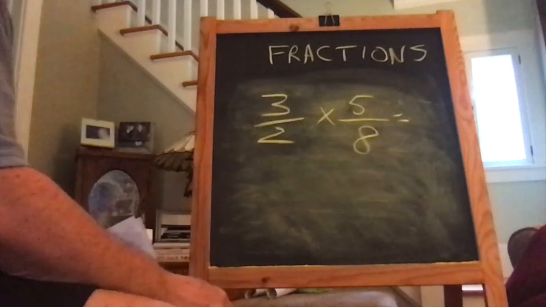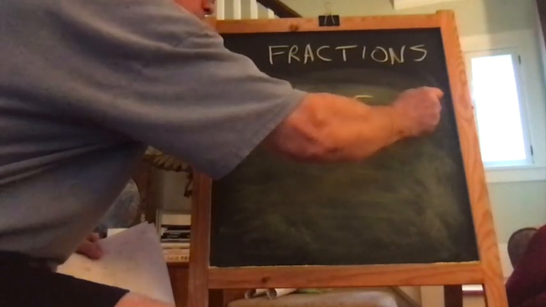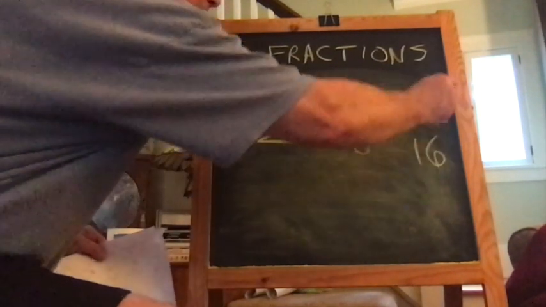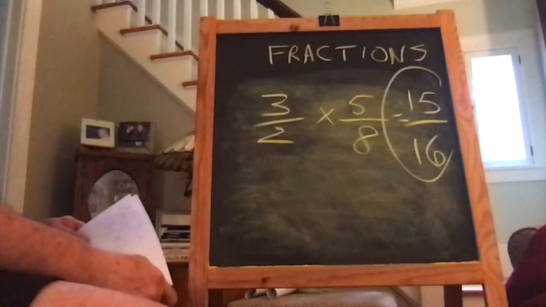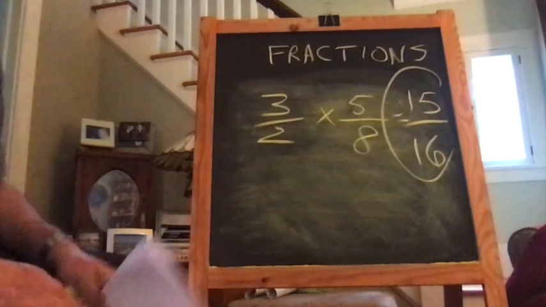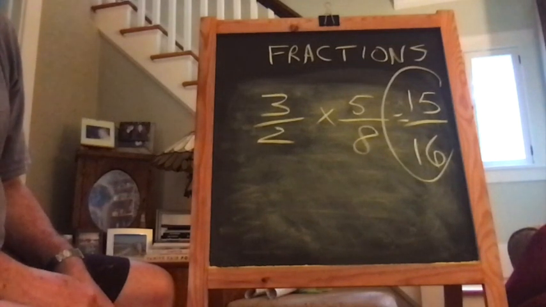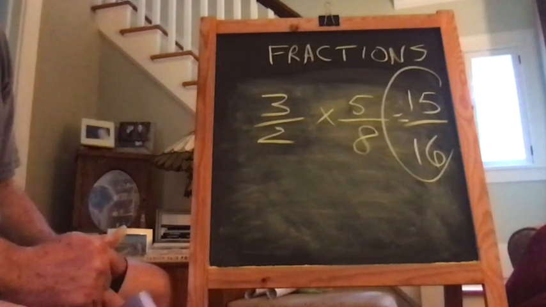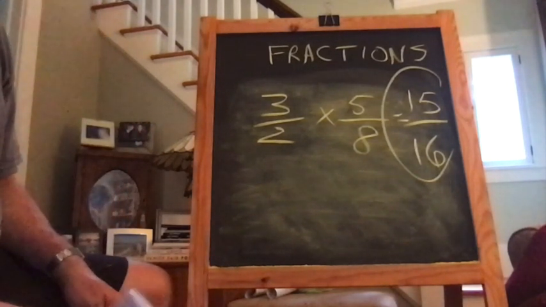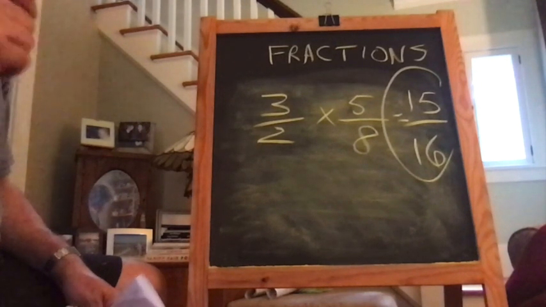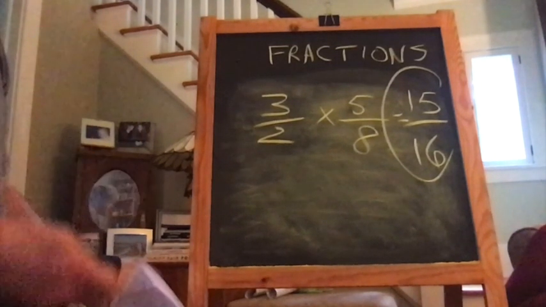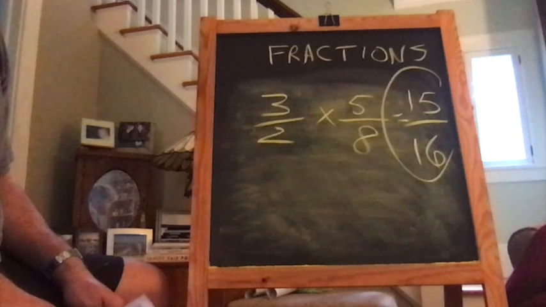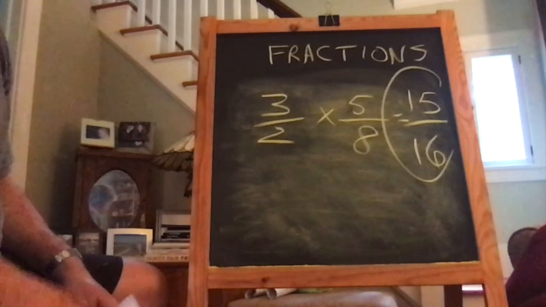3 times 5 is 15. And 2 times 8 is 16. And that is our answer, 15/16. Okay, does anybody have any questions about what we're doing here? Everybody remember what a mixed number is now and how to turn a mixed number into a fraction? Make it improper. And an improper fraction can be either left as an improper fraction or reduced to a mixed number.